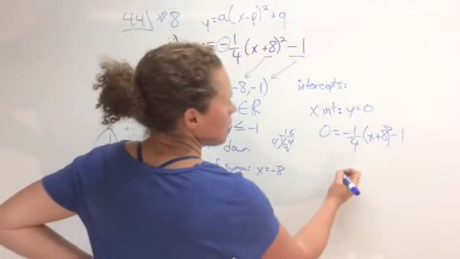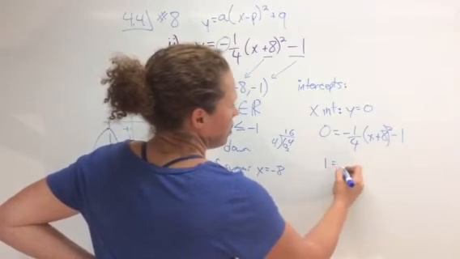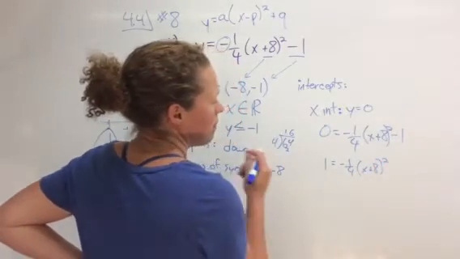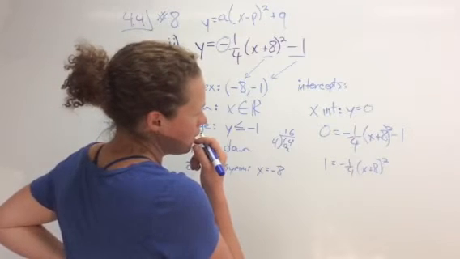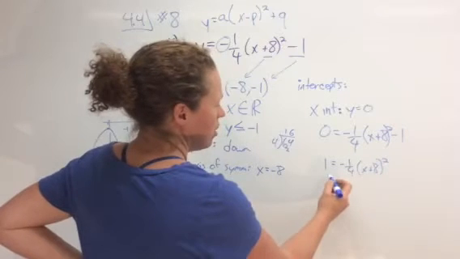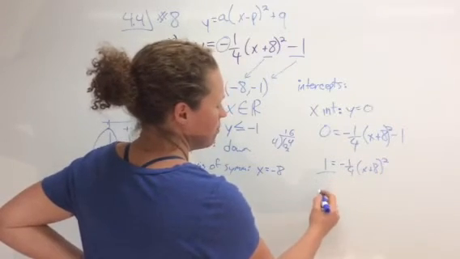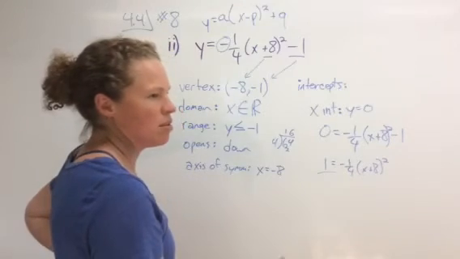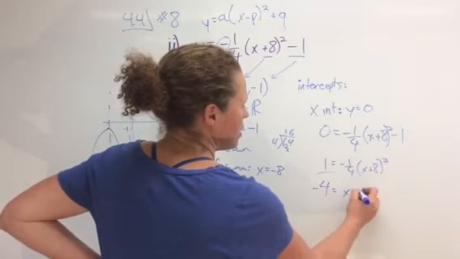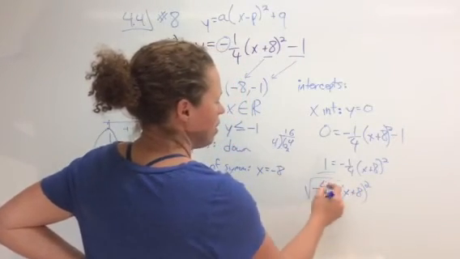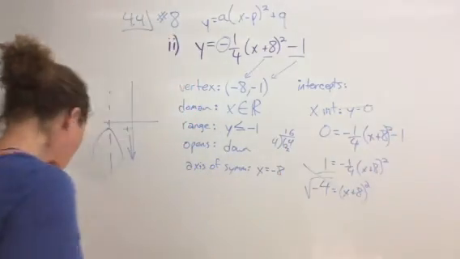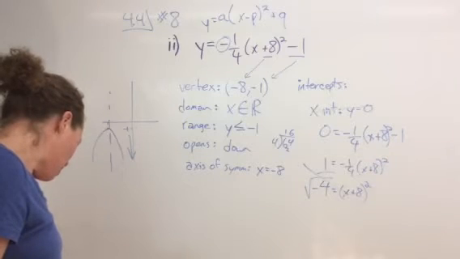So I can move my 1 over. 1 equals -1/4 (x plus 8) squared, and I want to move this over, so it's going to be 1 over -1/4. So 1 divided by -1/4 is the same as 1 times -4, so it would be -4 equals (x plus 8) squared. Take the square root, can't do a square root of a negative number, so there is no x-intercept. So that's fine.